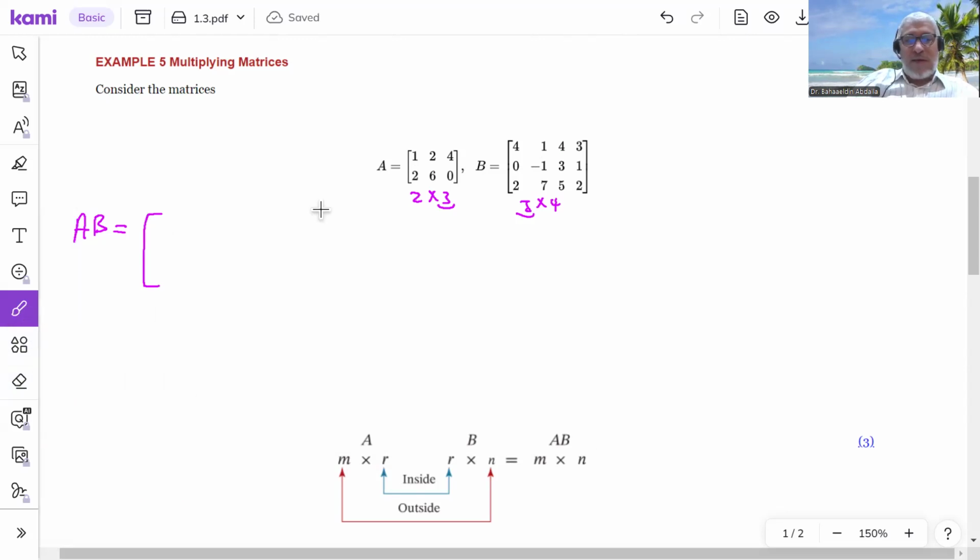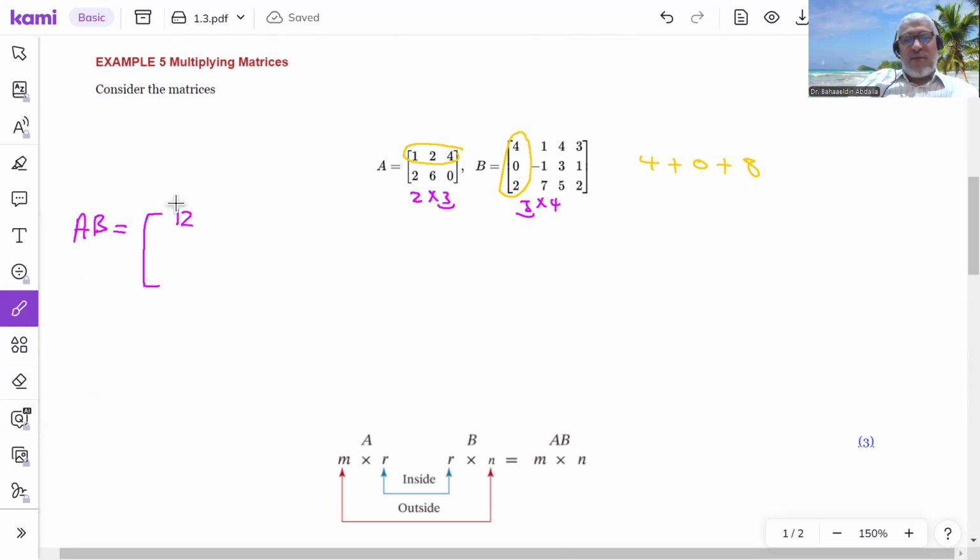We multiply the first row of the matrix A by the first column of the matrix B. So 1 times 4, that's 4, plus 2 times 0, that's 0, plus 4 times 2, that's 8. If we add these numbers, we get 12. So the first entry here is 12.